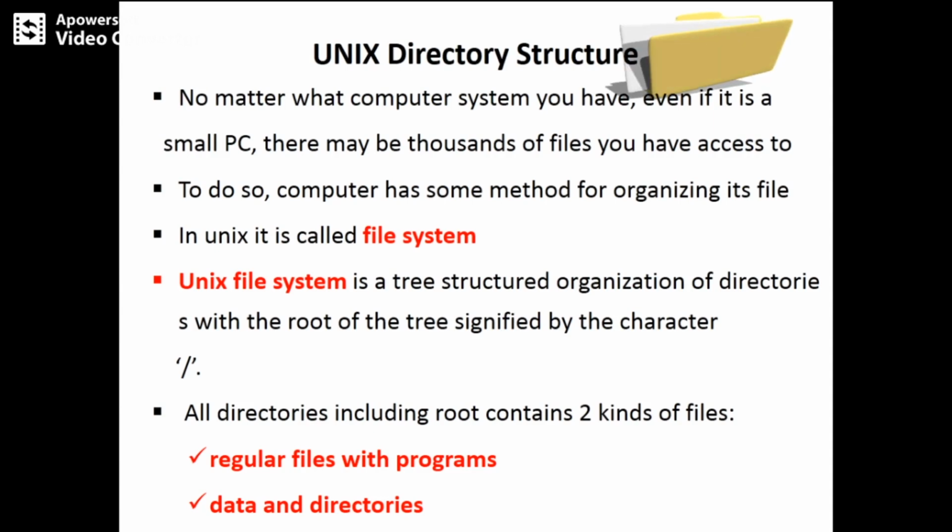Whatever computer system you have, you will be having thousands of files in it, right? So in order to organize those files, there should be a particular system. We call it Unix. In Unix we call it the file system. The Unix file system is usually a structured organization of directories with the root of the tree signified by the character slash. Root starts from slash and all other branches come under that root. All directories including root contain two kinds of files: one is regular files with programs and data, and the other is directories.